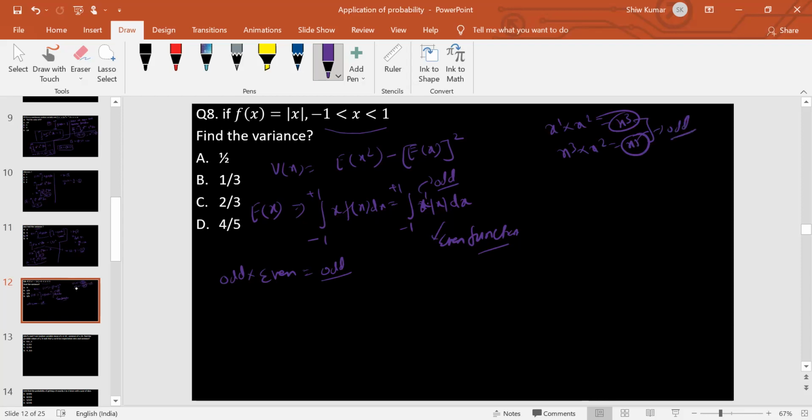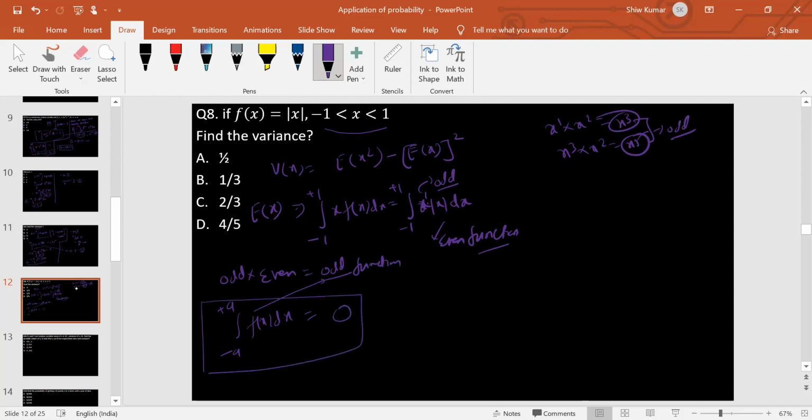So here you remember a property: if any integration varies from minus a to plus a of f of x dx, and if f of x is an odd function, then in that case the integration value will be 0.